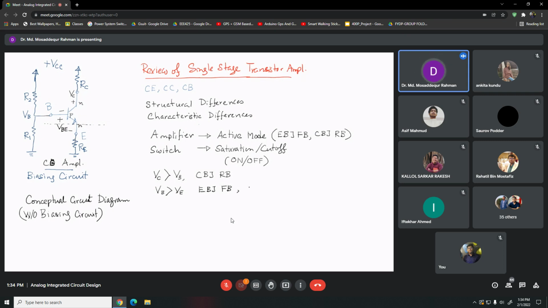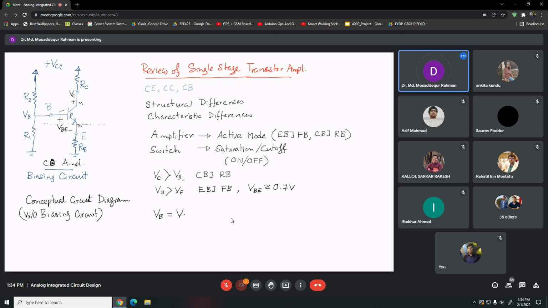Usually for a silicon PN junction, VBE is about 0.7 volt, right? So we have to ensure that the voltage here, VB, the base voltage, has to be greater than VE, right, by 0.7 volts.